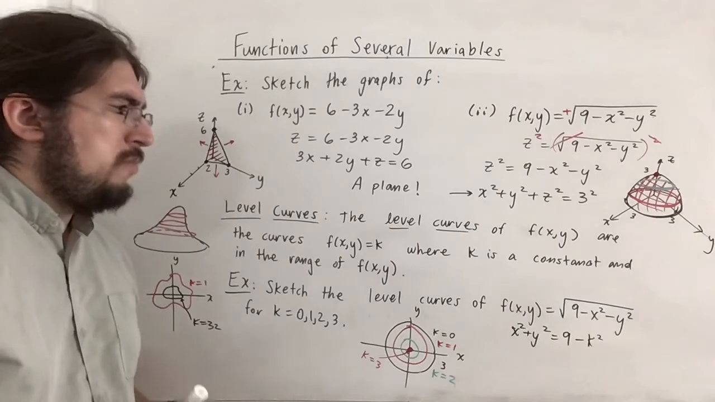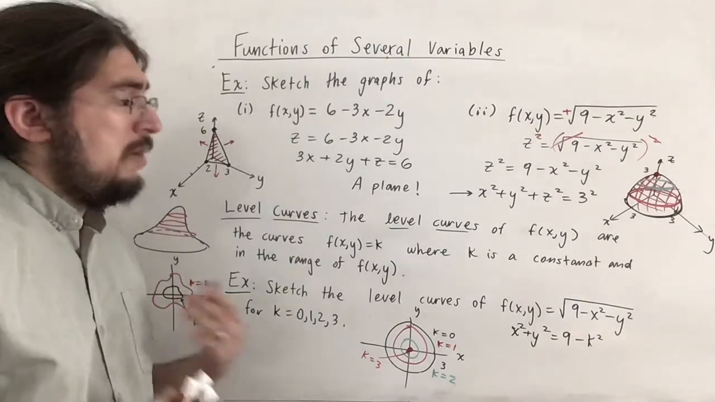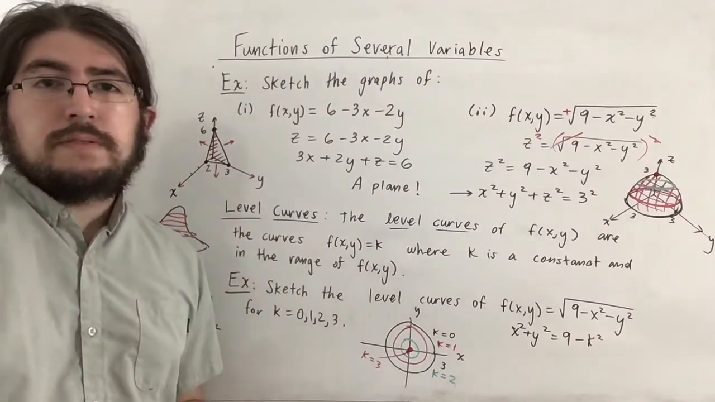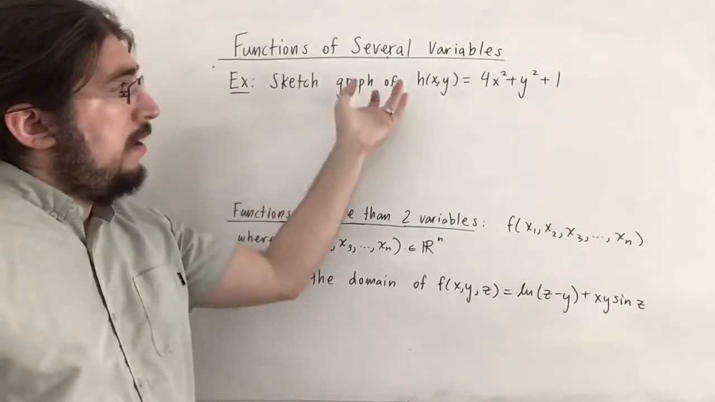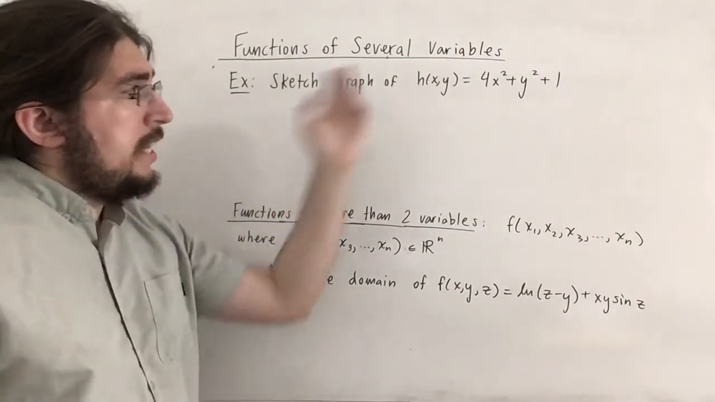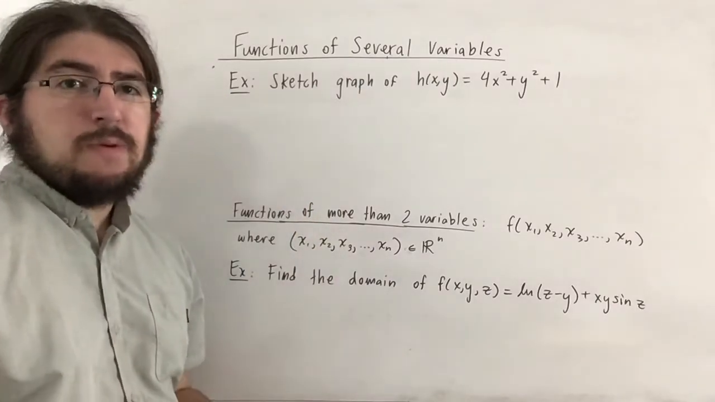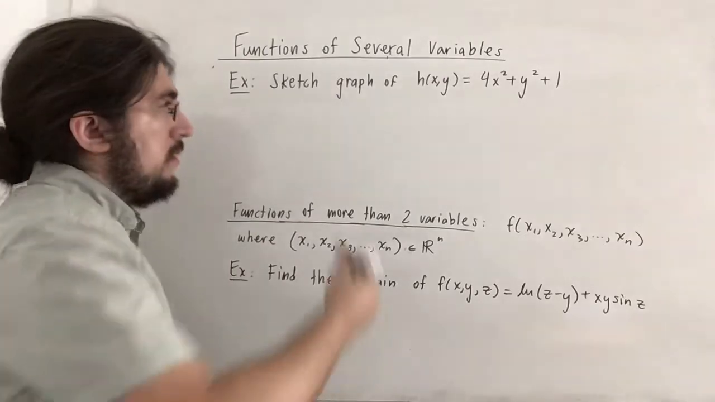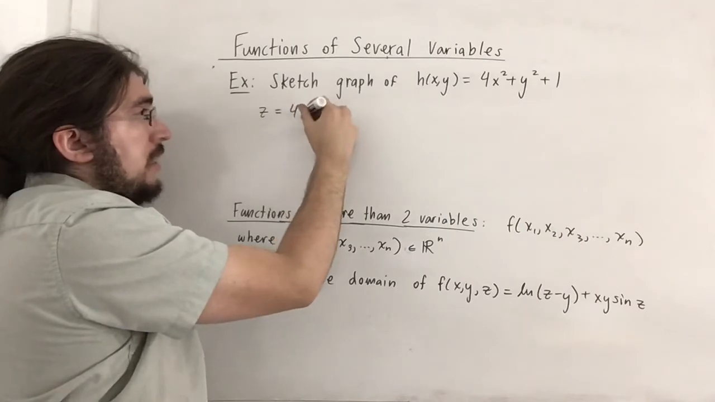I feel we should do maybe one more example of level curves, and then finally we'll focus on the last thing I want to talk about in this section, which is when we consider functions of more than 2 variables. Right, so for this example here, we want to sketch the graph of this function h of xy equals 4x squared plus y squared plus 1. We want to do it in a very similar way to the previous problems, considering level curves. So we're going to let this be z. In fact, we want it to be k eventually.